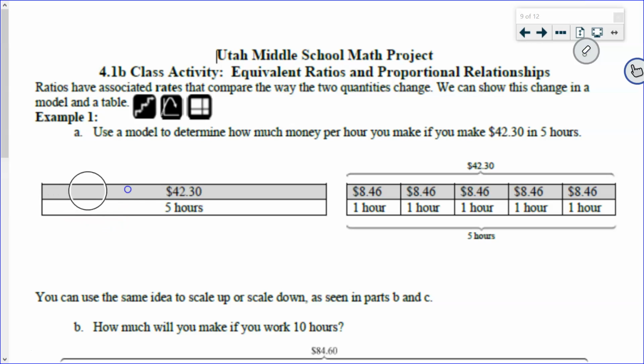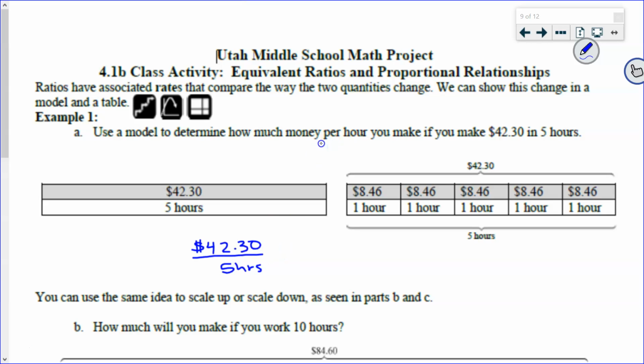They made a diagram showing the $42.30, and below it they put the 5 hours. And they said, well, let's see, we've got 5 hours. We need to split that into 1-hour groups. So they physically drew it out, split it into 1-hour groups, and since they split the hours into 5 groups, then they also split the money into 5 groups. Here's how we've shown our work, because we've done problems like this too. We would write it as a ratio, $42.30 in 5 hours.